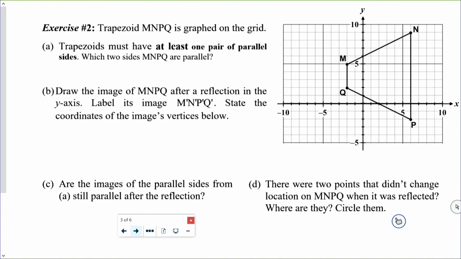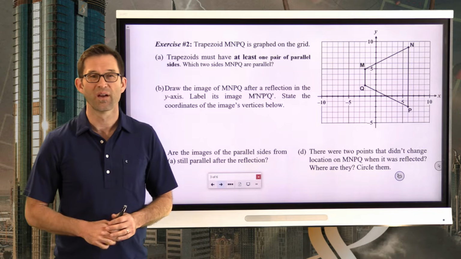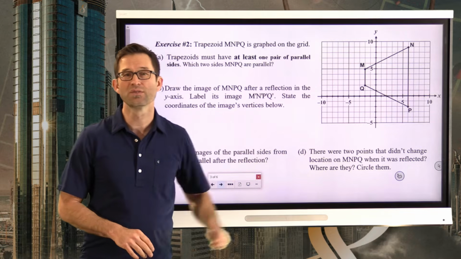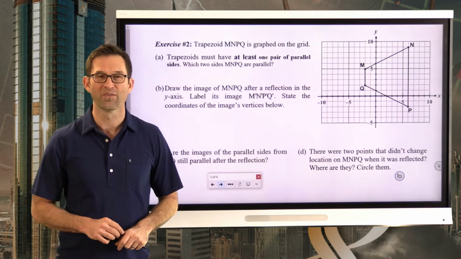Trapezoid MNPQ is graphed on the grid. Letter A, trapezoids must have at least one pair of parallel sides. Which two sides of MNPQ are parallel? All right, this should take you very little time. Pause the video right now and tell me which two sides of that trapezoid are parallel to one another.